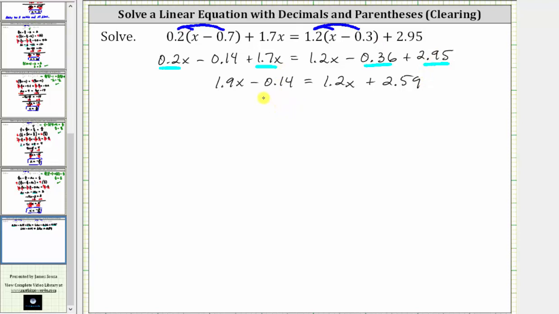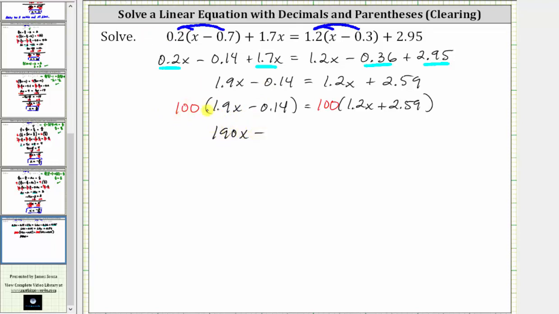And now at this point, we have a choice to either keep the decimals in the equation or clear the decimals from the equation. In this example, we will clear the decimals from the equation, and since we have at most two decimal places, we clear the decimals by multiplying both sides of the equation by 100. From here, remember the shortcut for multiplying by 100 is to move the decimal point two places to the right. 100 times 1.9x is 190x, minus 100 times 0.14 is 14. On the right, 100 times 1.2x is 120x, and 100 times 2.59 is 259.